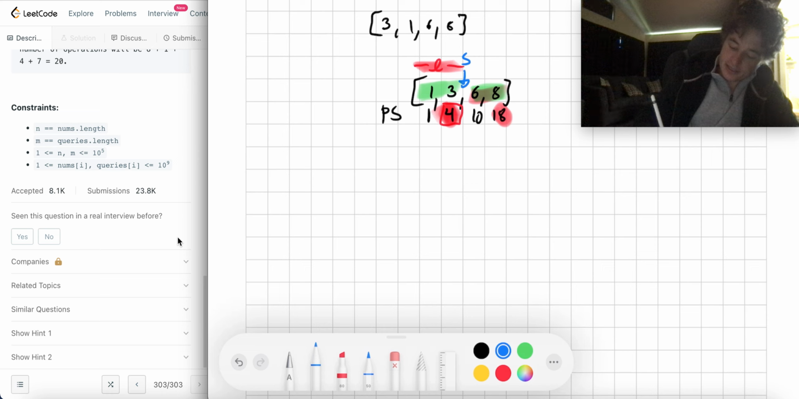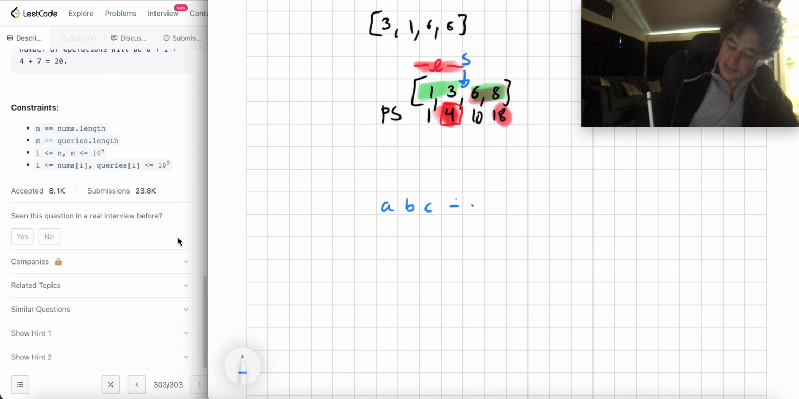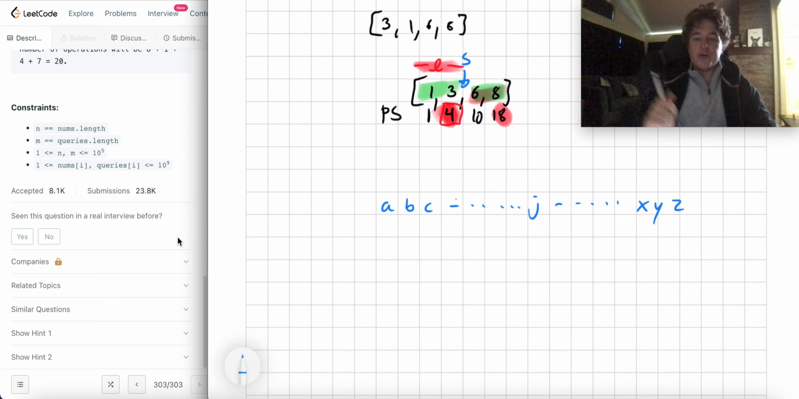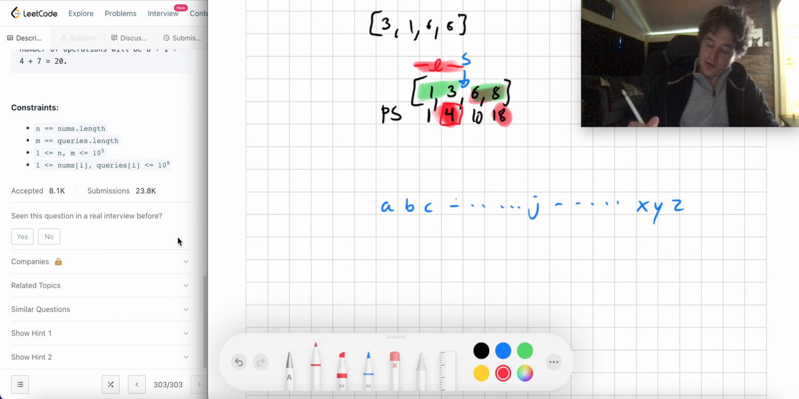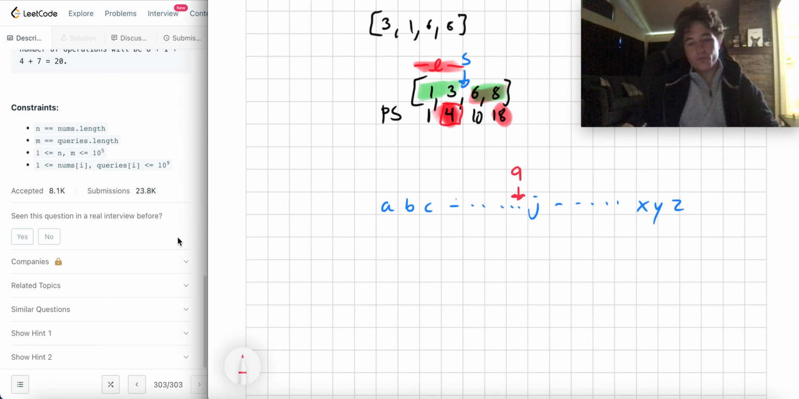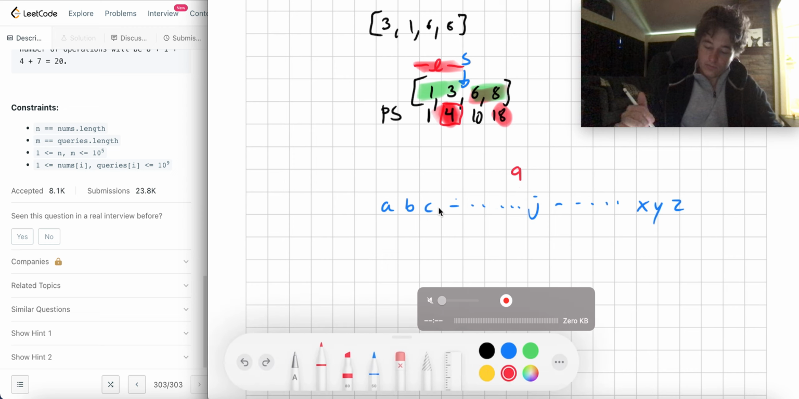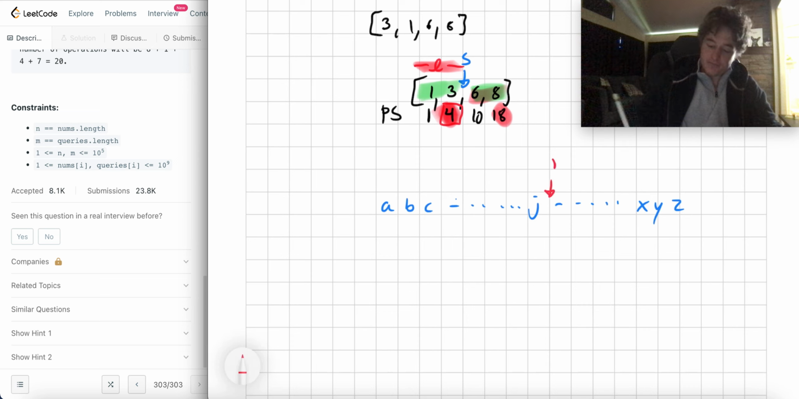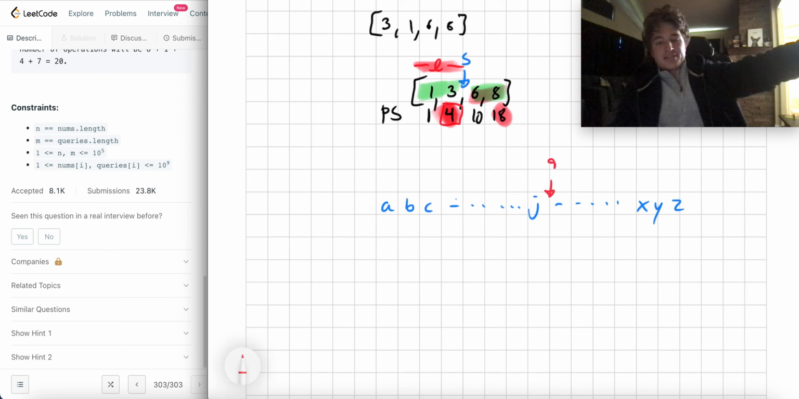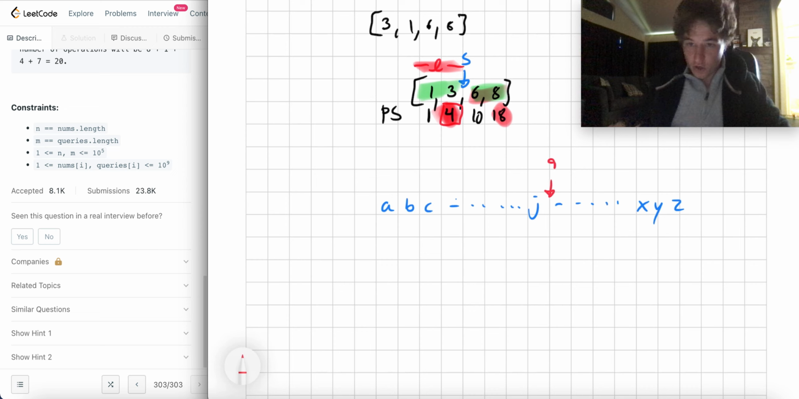If we have the sorted list A, B, C, dot dot dot, J, dot dot dot, X, Y, Z here, right? If we found an element for a query value that went here, that means everything that's to the left of this query value, A, B, C, or we'll put it on the other side of J, it's the same problem here. Okay, whatever. That means everything to the left, we're going to increment. Everything to the right, we're going to decrement, right?